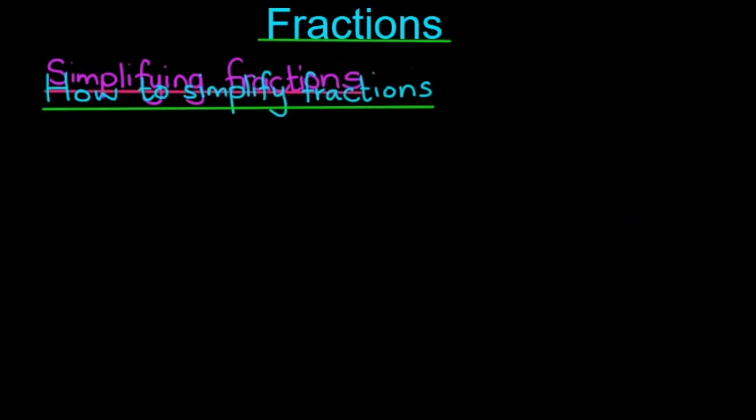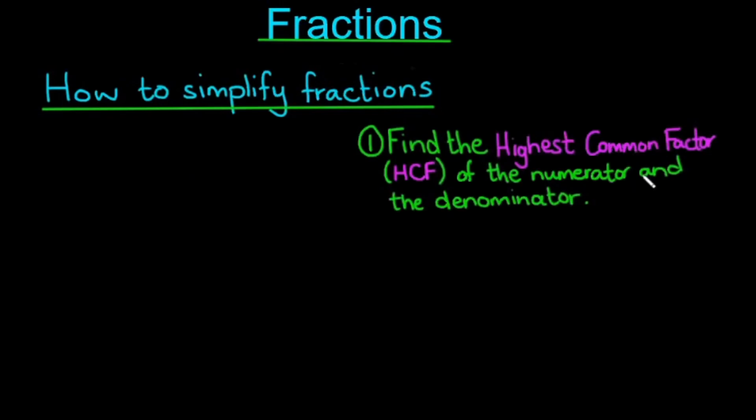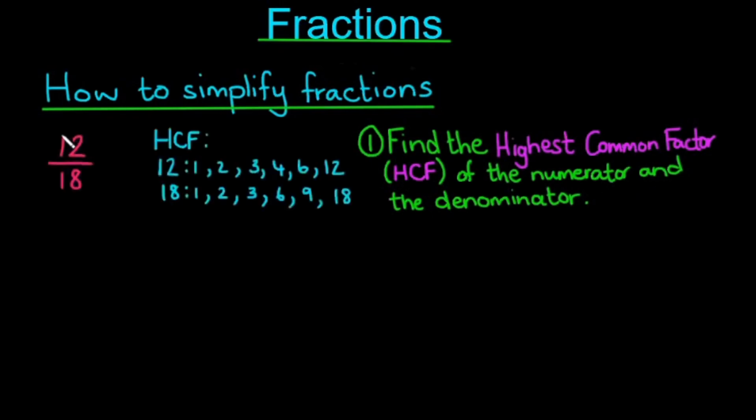So how do we simplify fractions? Well, first we need to find the highest common factor of the numerator and the denominator. So over here I have 12/18, and I need to find the highest common factor. I've written out both of the numbers' factors, and as we can see, 6 will be our highest common factor.